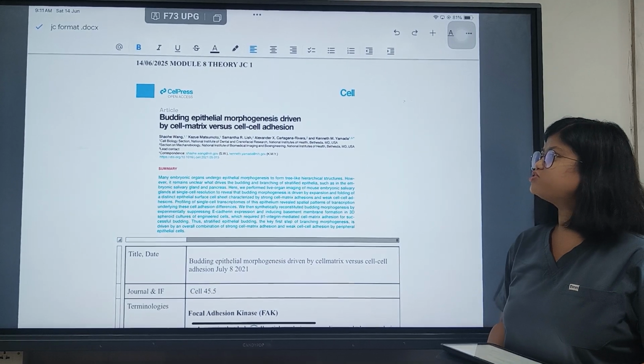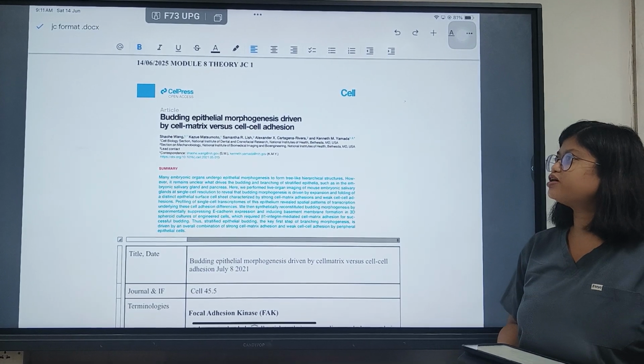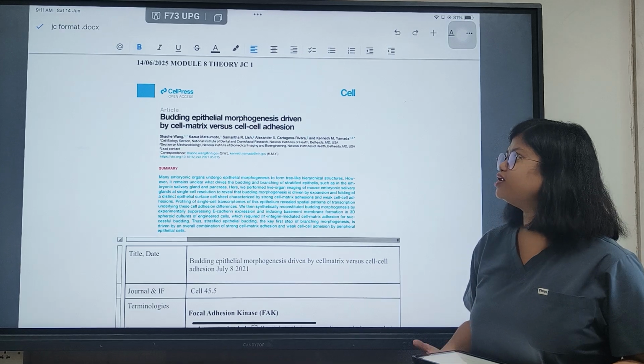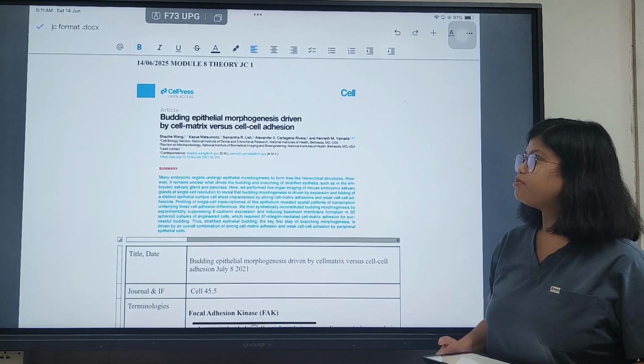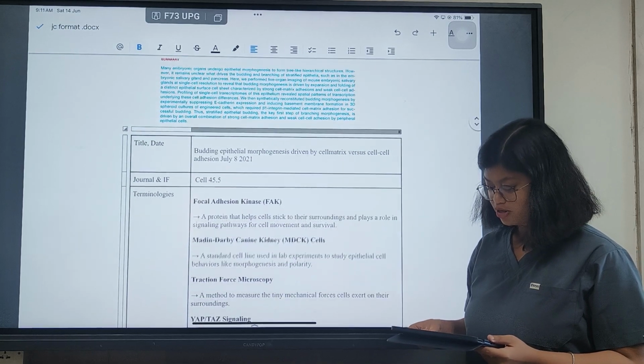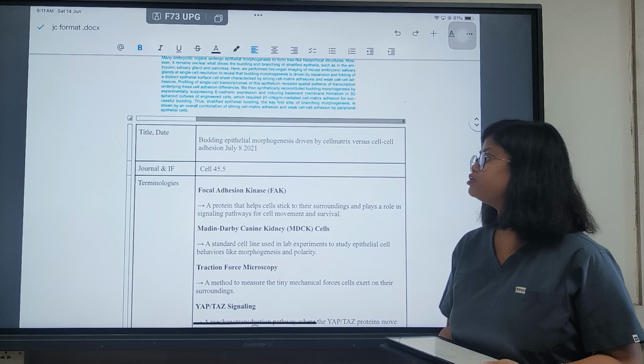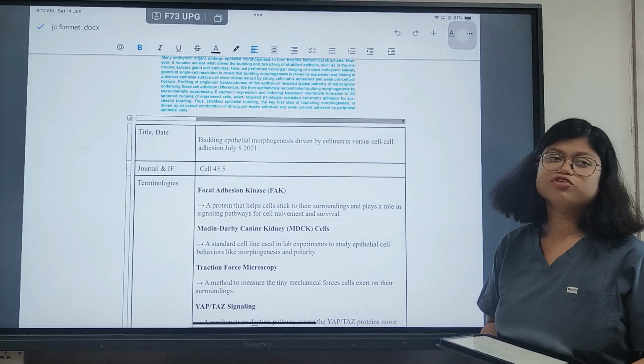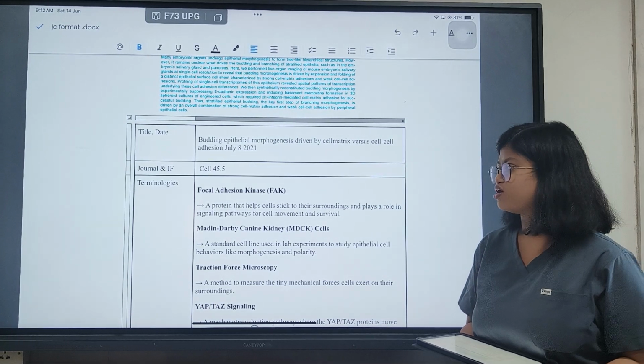Good morning everyone. So today for the journal club discussion I have chosen the topic "Budding epithelial morphogenesis driven by cell-matrix versus cell-cell adhesion." This was published in the journal Cell on July 8, 2021, with an impact factor of 45.5.